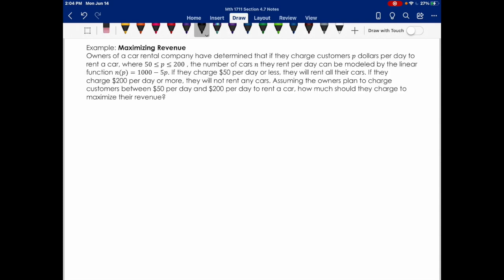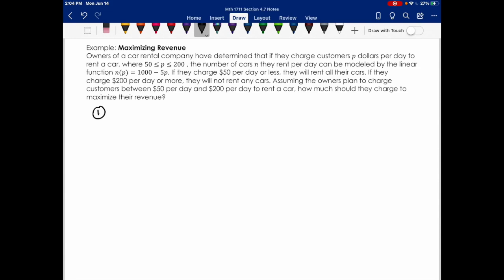If they charge $50 per day or less, they will rent all their cars. If they charge $200 per day or more, they will not rent any cars. Assuming the owners plan to charge customers somewhere between $50 and $200 a day to rent a car, how much should they charge to maximize their revenue?